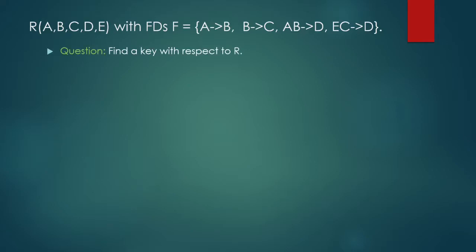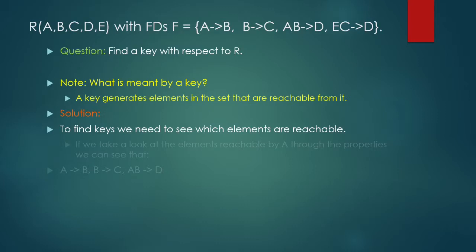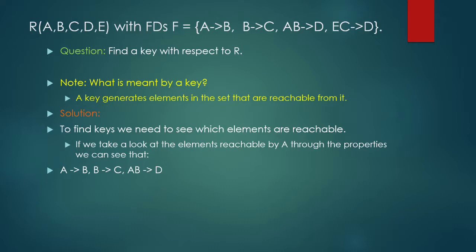Another question is: find a key with respect to R. Before we dig into this, we must understand what is meant by a key. We basically need to see all the elements that are reachable from that particular attribute. In this case, A goes to B, B goes to C, and AB goes to D. Through the properties previously mentioned, we can say that A is a key and the closure of A is A, B, C, D.